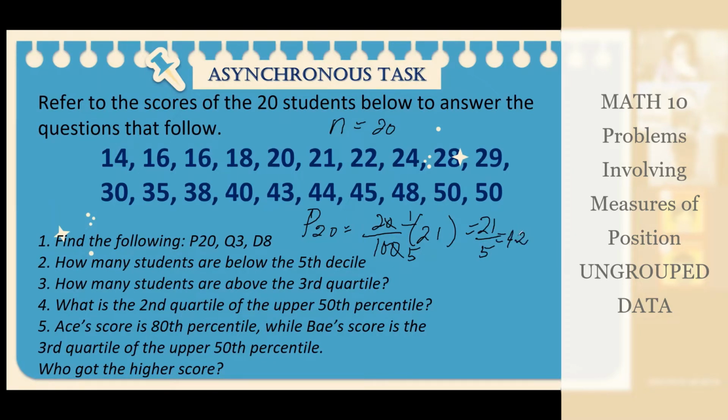So, 4.2. You have to consider the 4th and the 5th place. 1st, 2nd, 3rd, 4th, 5th, 6th, and so on. Consider the 4th and 5th. Between 18 and 20, there's 19. Or if you want to add, 18 plus 20, that's 38 divided by 2, so 19. Your answer for P20 is 19.